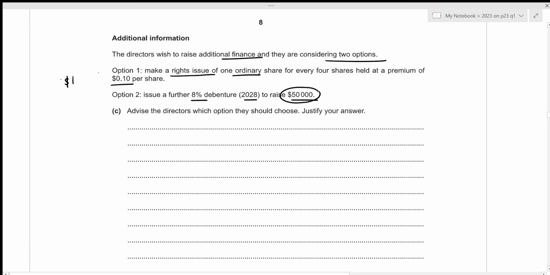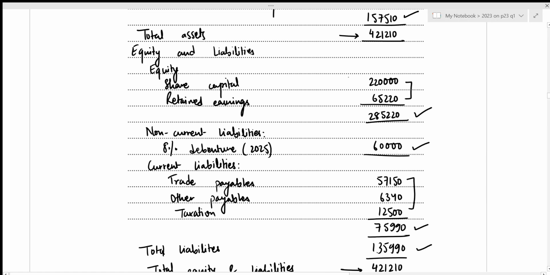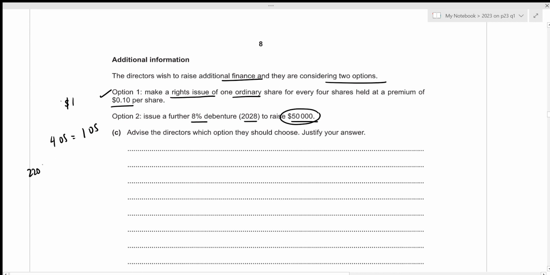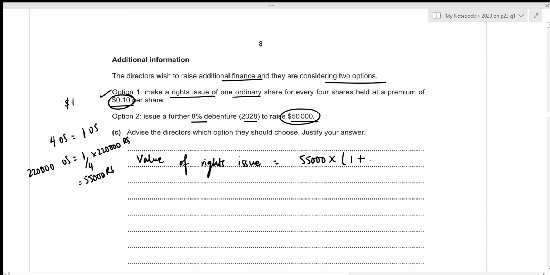Let's calculate the cash value that we can make from option 1. This is 1 ordinary share for every 4 shares held. And remember, the total for our share capital is 220,000. So we have 220,000 ordinary shares. Now for 220,000 ordinary shares, we'll be providing 1 by 4 times 220,000 rights shares. So that's just going to be 55,000 rights shares. So the value of rights issue is just going to be the number of shares multiplied by the nominal rate plus our premium of 0.10. And this results in the amount of 60,500.